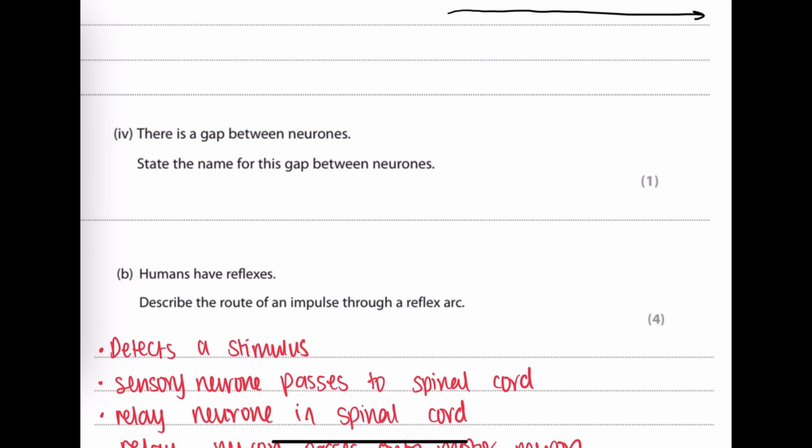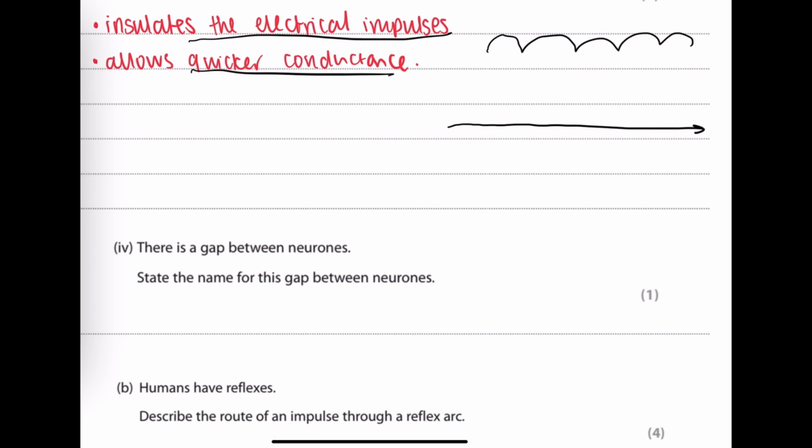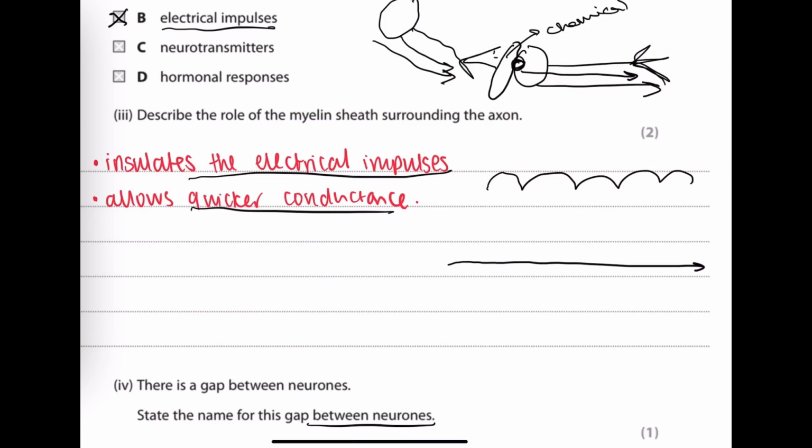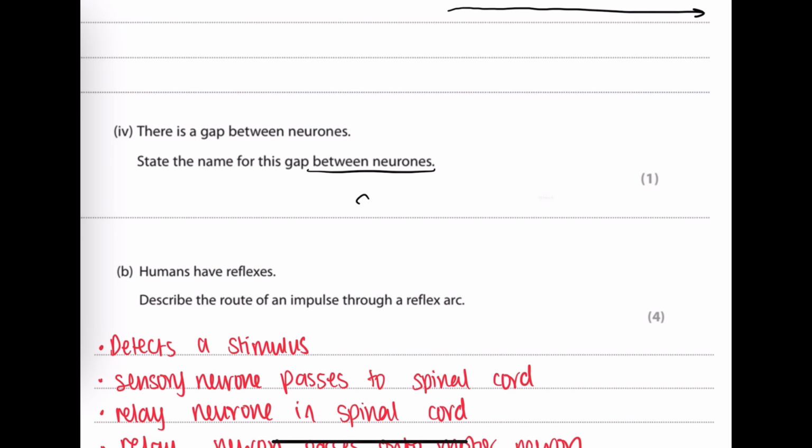Oh, I missed. And then there is a gap between neurons. State the gaps between these neurons. This is what I was talking about, these gaps here. These are called synapses.